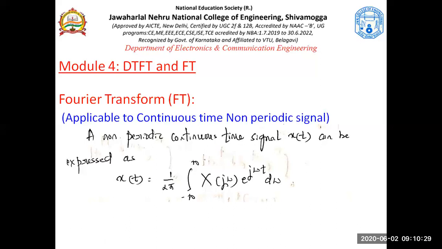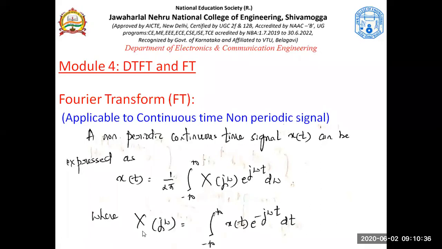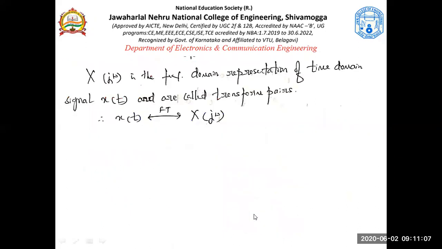Understand that? So how does the spectrum look like? It looks like this, where the spectrum X of j omega is given by this. And as is the case in every transform, this x of t and X of j omega are called transform pairs. That means if you have the frequency domain signal, you can obtain the time domain signal, or if you have the time domain signal, you can always obtain the frequency domain signal. That's why they are called transform pairs. X of j omega is a frequency domain representation of the time domain signal x of t, and they are called transform pairs, which is represented like this.